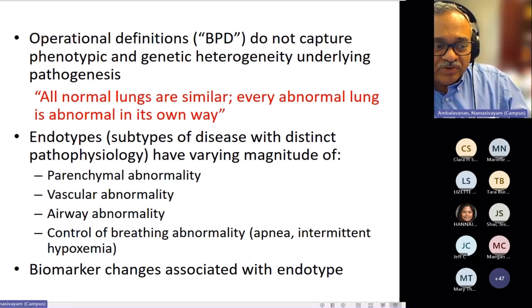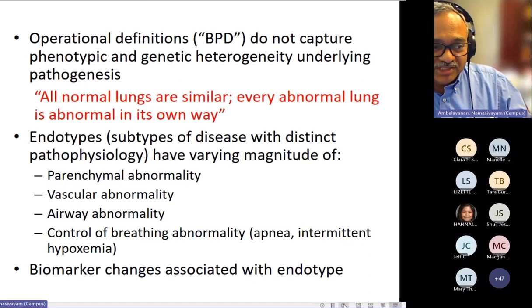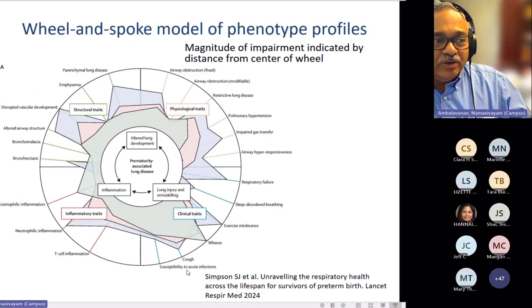And I'm going to talk to you a little bit later about biomarkers. And the biomarker changes are associated with the type of lung disease that these infants have. So this is a good way of looking at lung disease. It's the wheel and spoke model, or sometimes you can think of it like a pizza. So for example, the upper left quadrant is parenchymal lung disease, emphysema, disrupted vascular development, and so forth. Those are the structural traits.